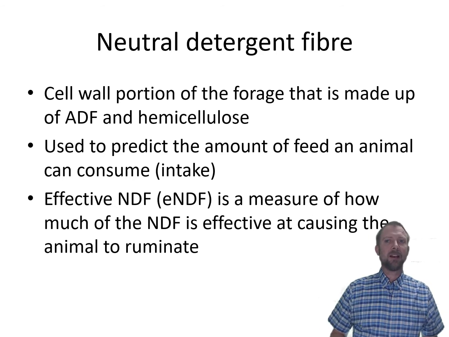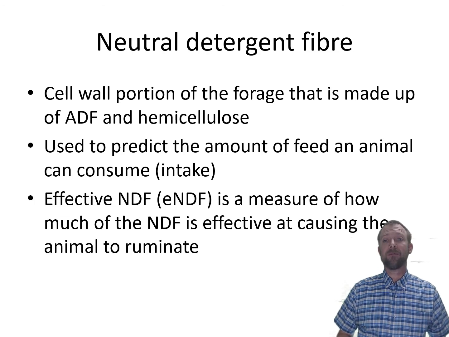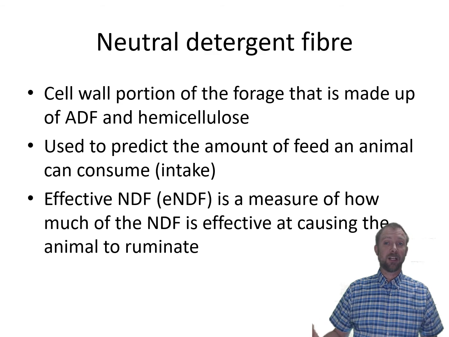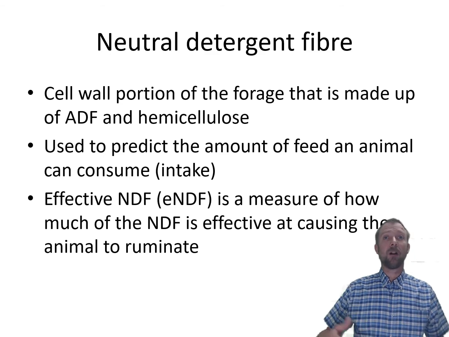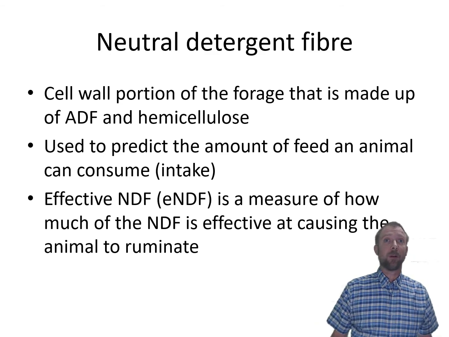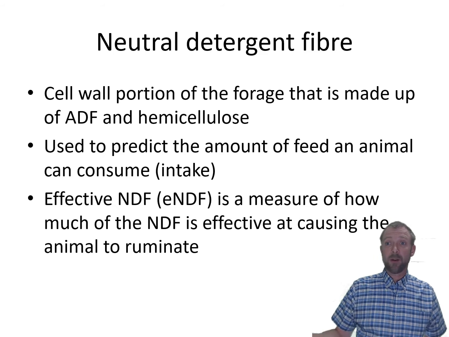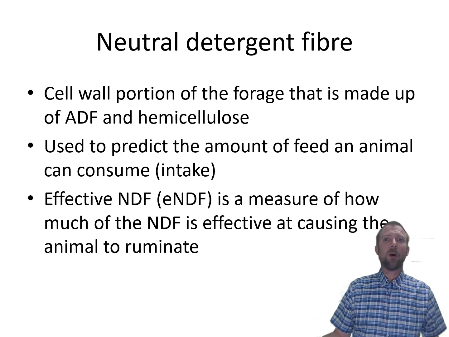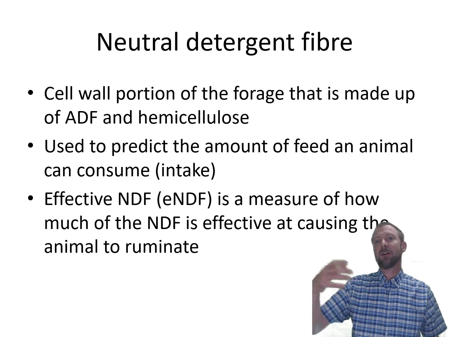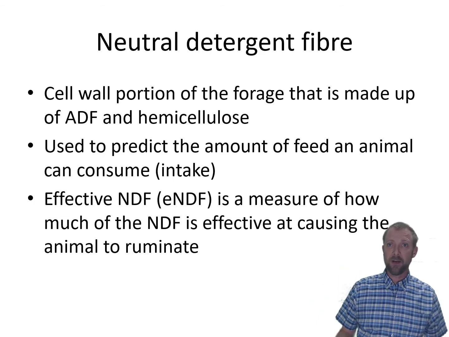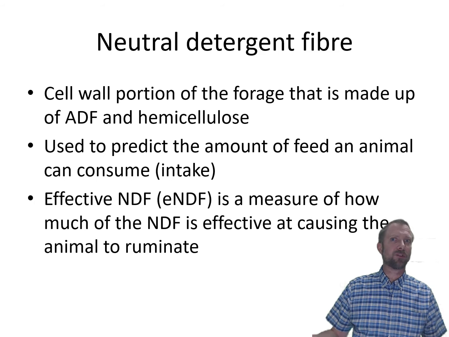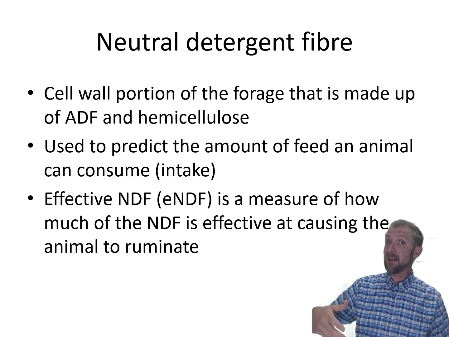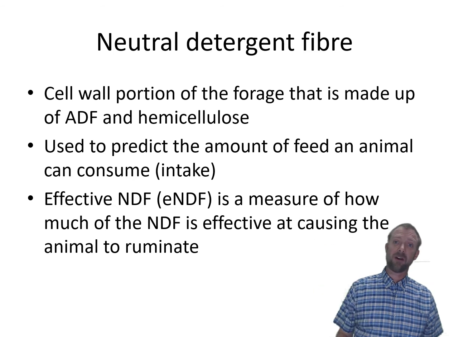Tied to the neutral detergent fiber, we have something called effective NDF. Effective NDF is a measure of how well that NDF can actually cause the animal to ruminate. Not all NDF is equal. For example, soy hulls have a significant level of NDF in them. However, there's not very much scratch in it, so you don't get as much rumination out of it. Whereas something like straw has a very high NDF, and most of that NDF is effective at causing that scratch in the rumen.